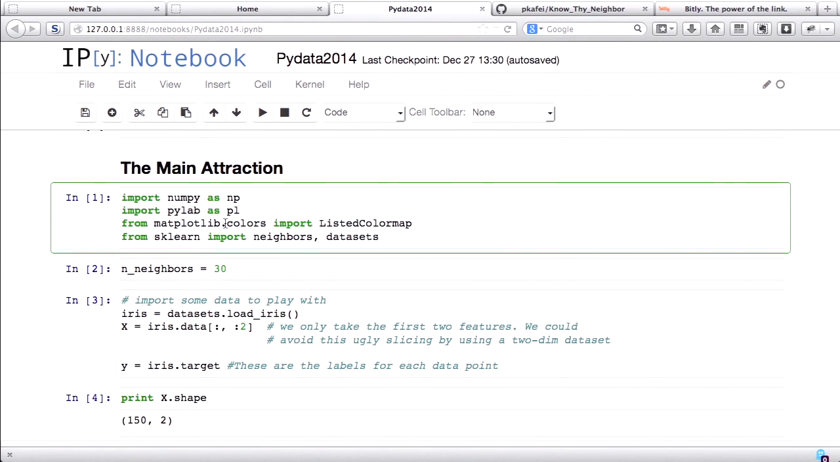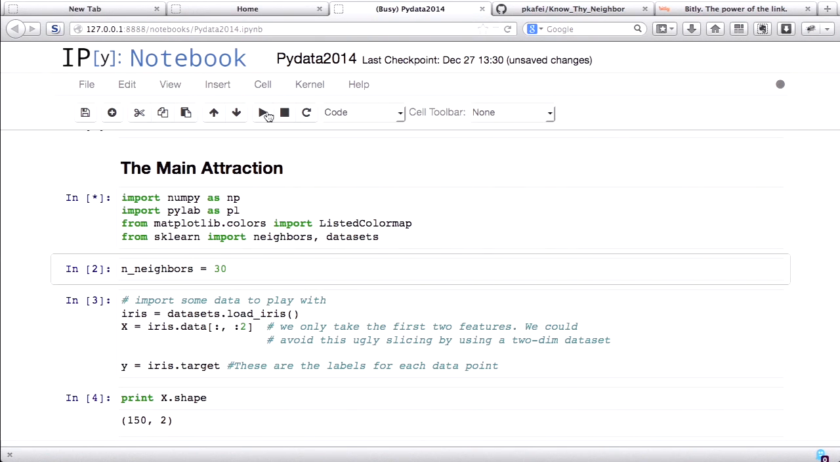We have all of our packages: NumPy, PyLab, Matplotlib, Scikit-learn. We are going to set our neighbors to 30, and we are going to load our data set, which is the iris data set.